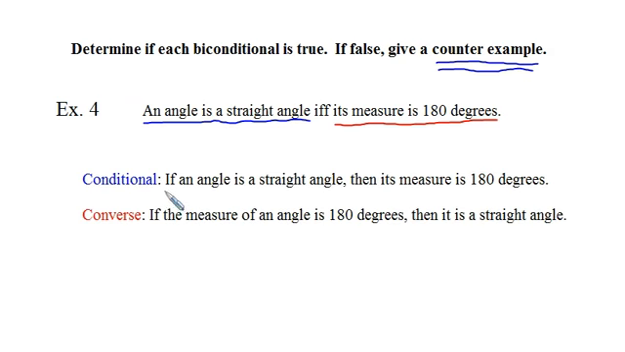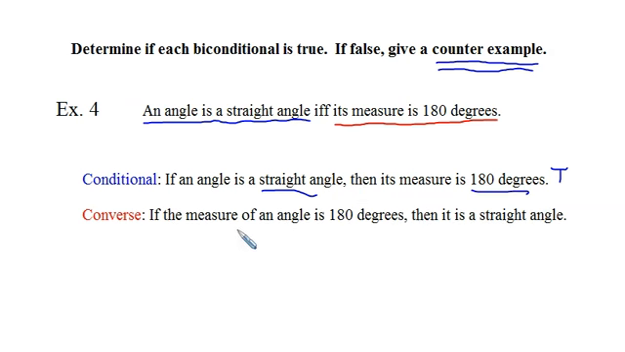All right, so the conditional, if an angle is a straight angle, then its measure is 180 degrees. We're going to evaluate that to be true, because that comes from the definition. That is definitely going to be true. Straight angles do have 180 degrees.